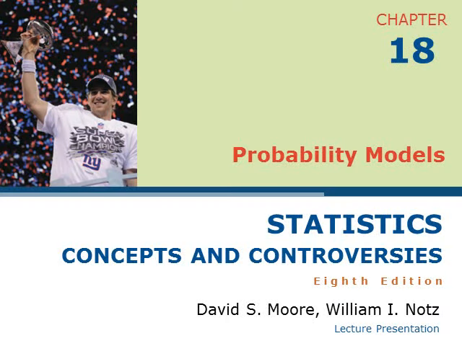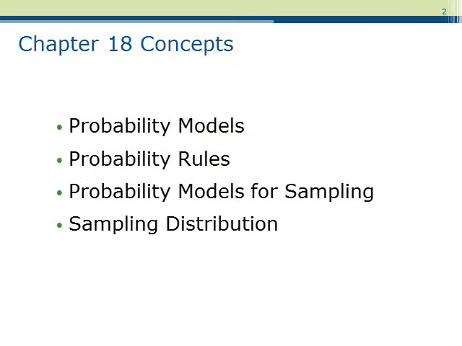In Chapter 18, we discussed probability models. Probability models are very similar to distributions in that they tell us the possible ways in which something can occur and how likely each occurrence is. These are the concepts that we will discuss in Chapter 18: probability models, probability rules, probability models for sampling, and the sampling distribution.